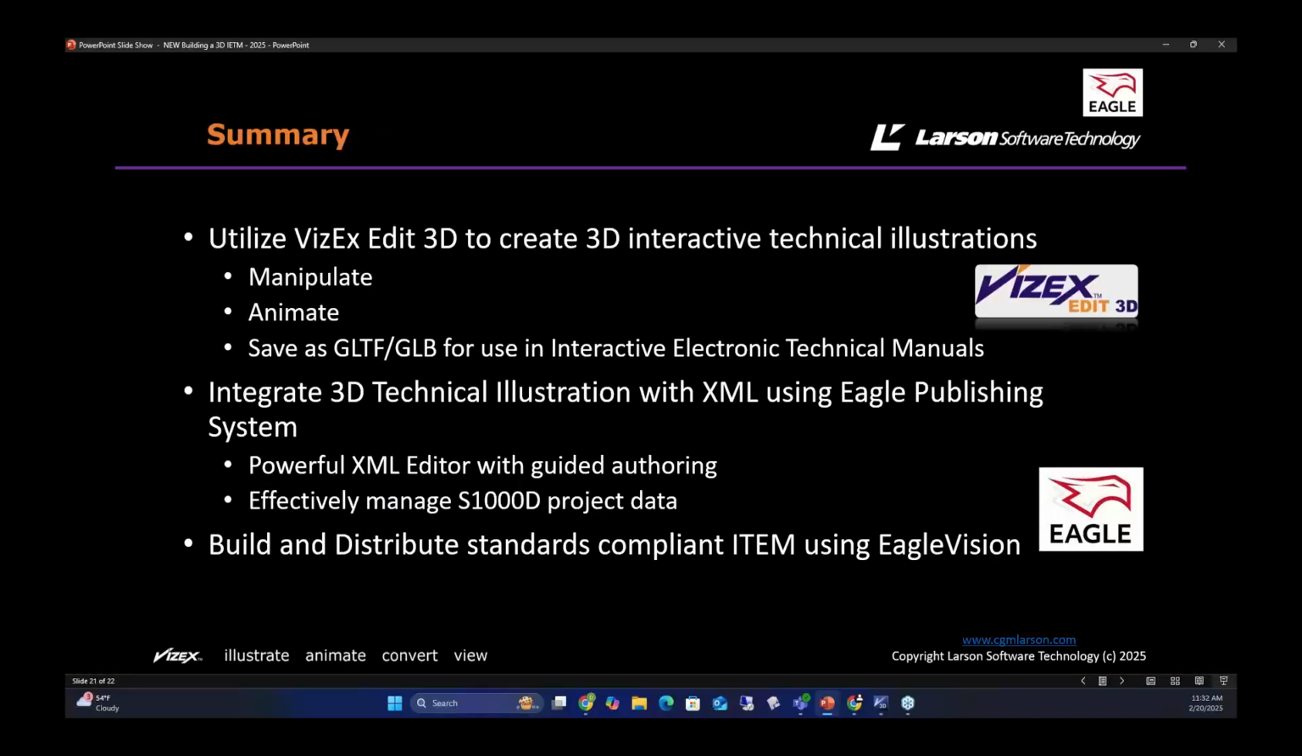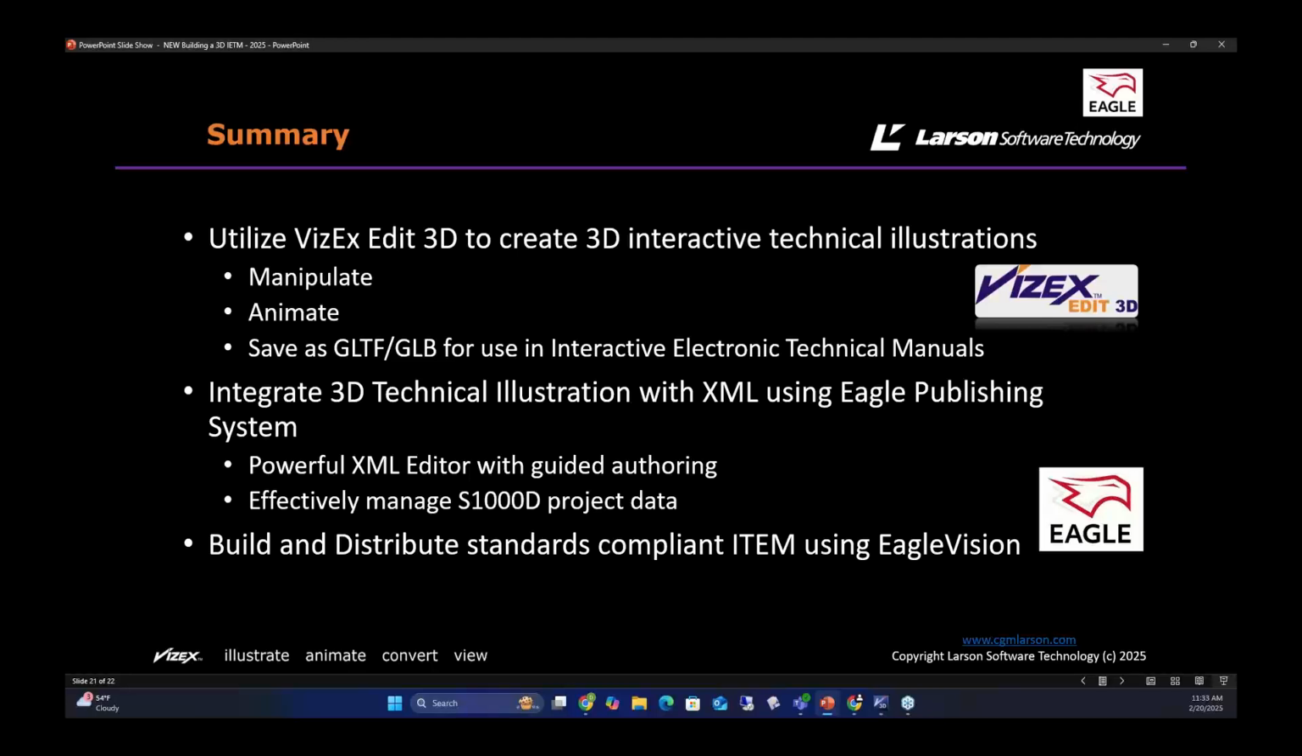So just in summary, we use Vizex Edit 3D to create that animation with steps. As I said, we need to create individual step animations. So Sean was able to key on those in the XML to recognize them, and then when he clicks that link, it actually executes that animation. We can obviously manipulate the model. We could create both animations, but also just straightforward explosions and use those in that spare parts type illustration. We're using that GLTF, GLB format to actually visualize those within the IETM, within Eaglevision.